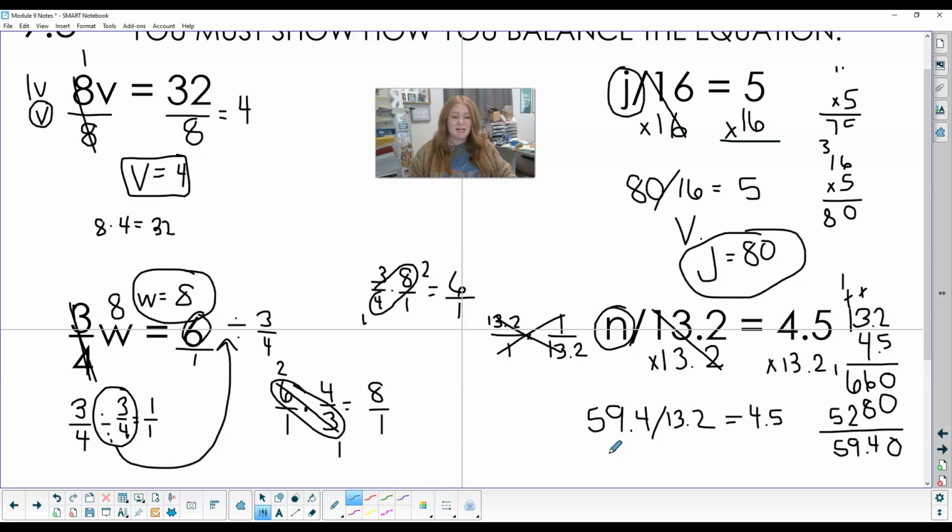If all of a sudden I came up with a number of 500, well, I know 13 can go into 500 a lot more times than just 4. Or if I came up with an answer of 5.9, 13 can't go into 5.9 4 times. So just ask yourself, is this reasonable? Does this make sense? So I'm saying, yes, that makes sense. 59.4 is the answer for N.